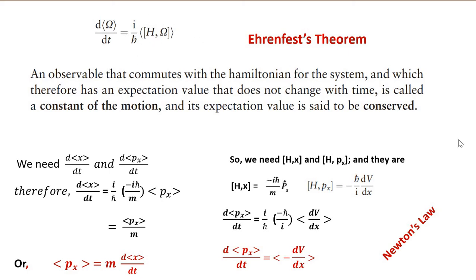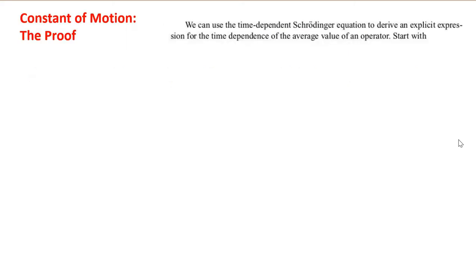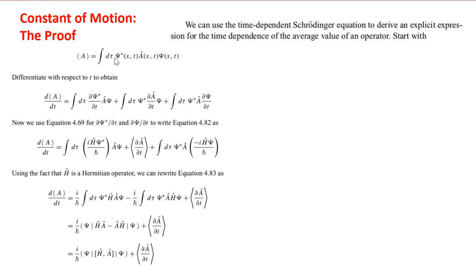So now let us go to the next slide, where, as he was asking for the proof, we can prove it. We can use the time dependent Schrodinger equation. Our starting line is the time dependent Schrodinger equation, to derive an explicit expression for the time dependence of the average of an operator, that is d/dt of omega, that we are asking for. So start with the time dependent Schrodinger equation and then this equation. The whole mathematical details are there, it's not very difficult, you can easily get it.